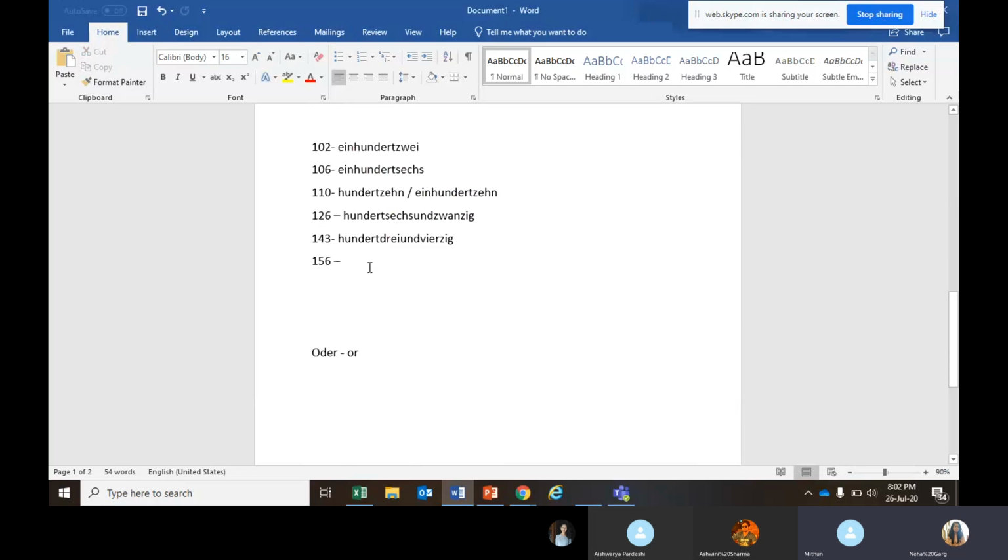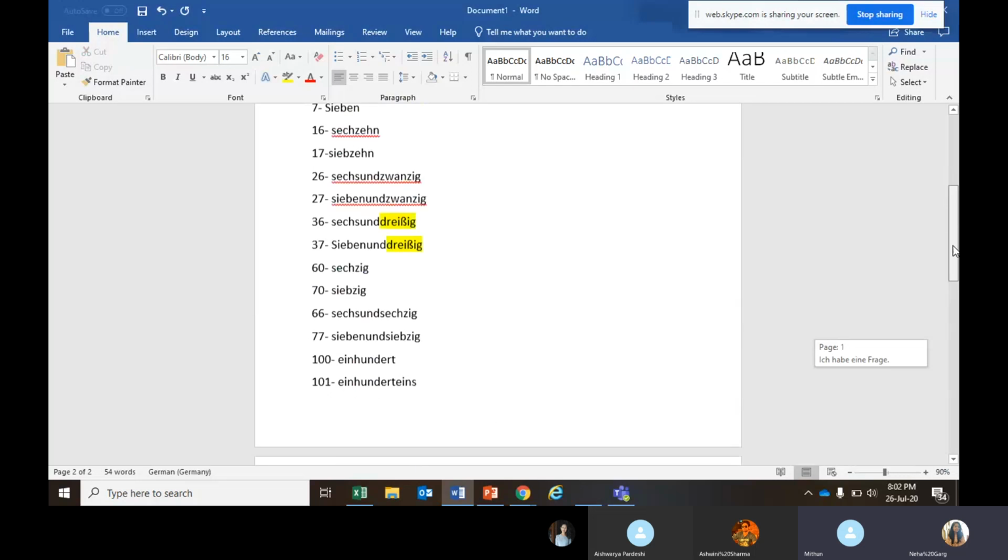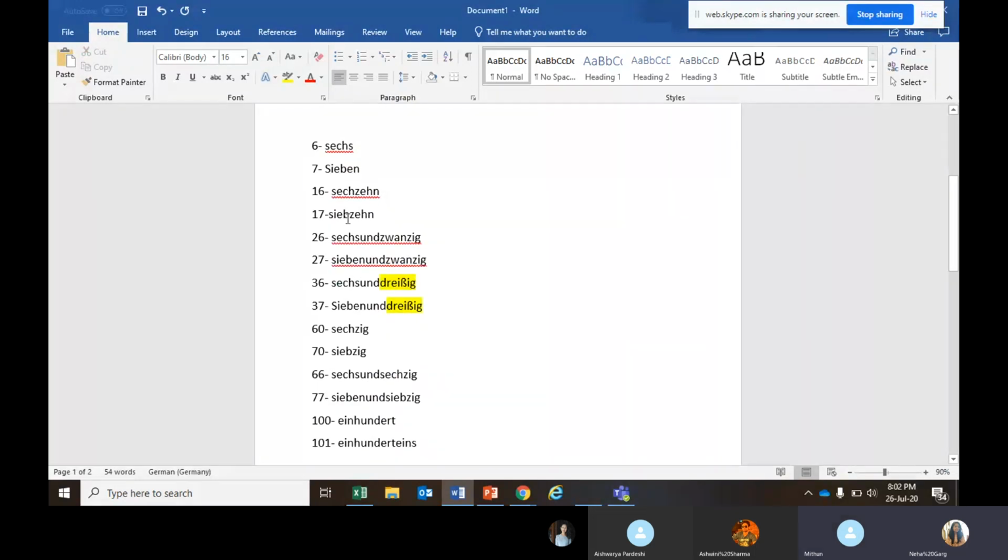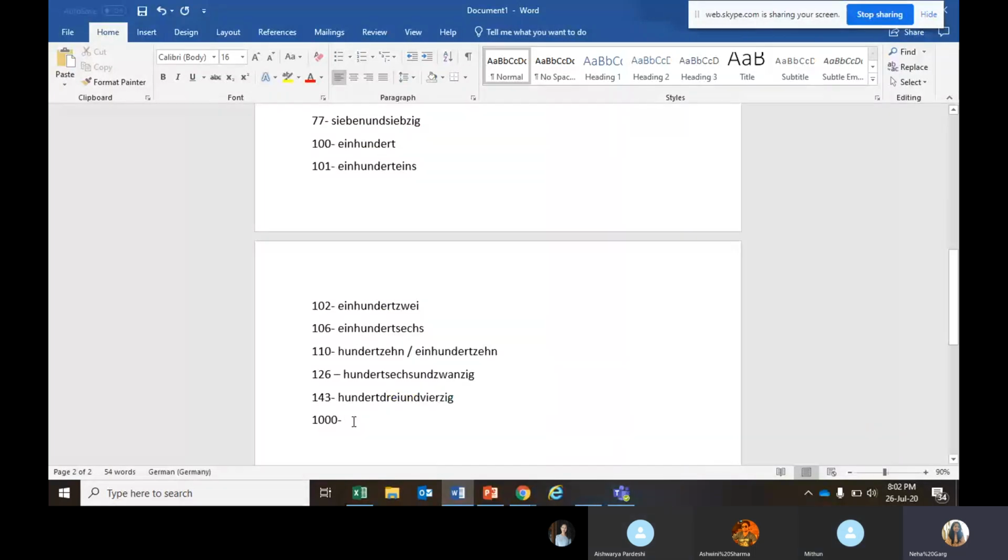Okay. Now, what are you saying, Mithun? So before 20, there will be no und. For 16, Zek sane, for 17, Zeep sane. Had we been adding und in between, we would have written Zeben und sane. But this is not the way we write 17. We write Zeep sane. Right? Okay.